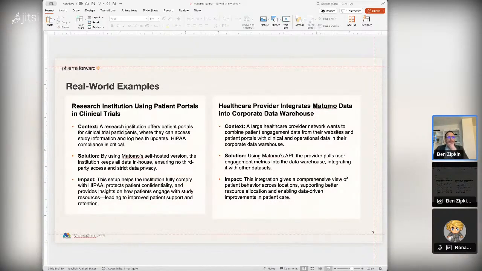And some real world examples of things that we've done: we work with a research institution that offers specific portals for clinical trial participants, and we were able to set up Matomo, self-hosted in that case, to pull all this data down and use that data to help us find new patients for the trials.